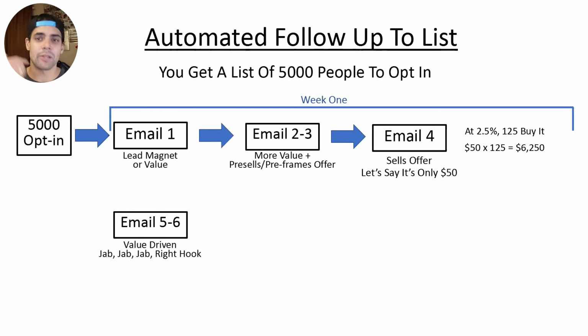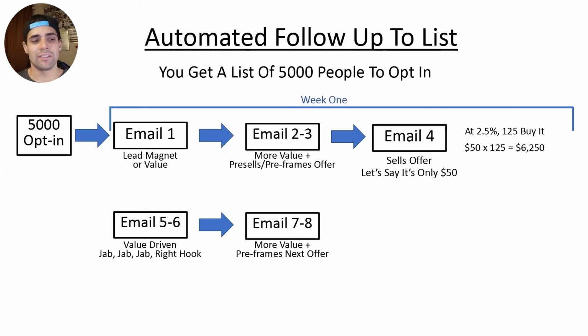You want to provide value, provide value, provide value. That's your jabs. Right hook is the sales. You can't just sell, sell, sell all the time, but you also have to earn. So you can't just jab, jab, jab all the time. It has to be a healthy balance of both. So email 5 and 6, value. Email 7 to 8, more value, but pre-frames the next offer.